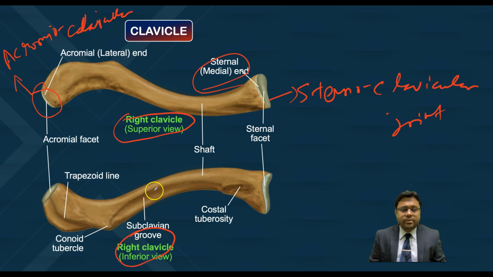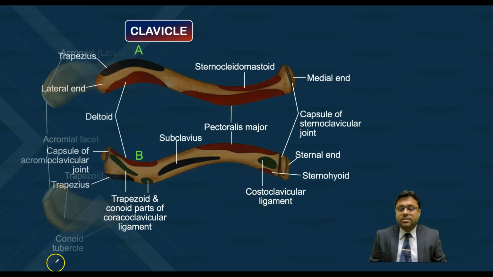Now, if you look from the lower aspect, the shaft presents a well-marked groove that is named the subclavian groove. Why? We shall see later on. Besides, we get a tubercle over here known as the conoid tubercle, and from there a line we get over here. That line is the trapezoid line. So, subclavian groove, conoid tubercle, and trapezoid line are the notable features of the inferior surface of the clavicle. With this information, we proceed gradually to the next portion, which is the muscle attachments.